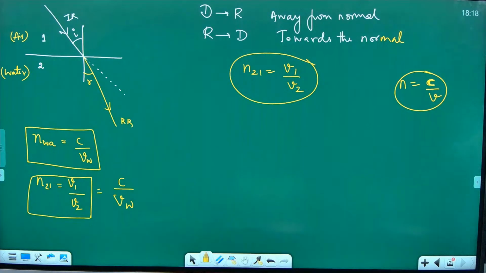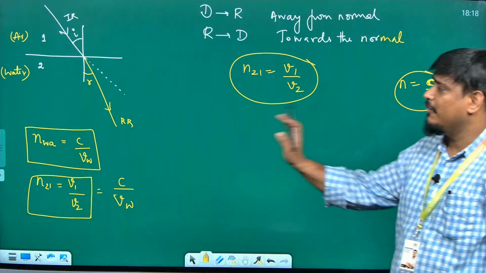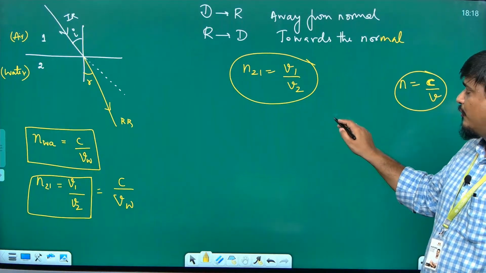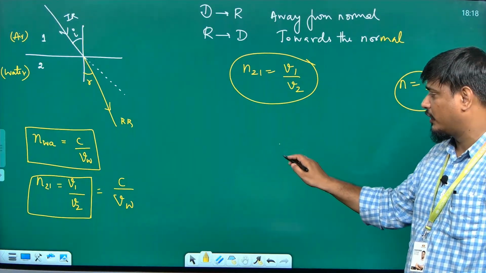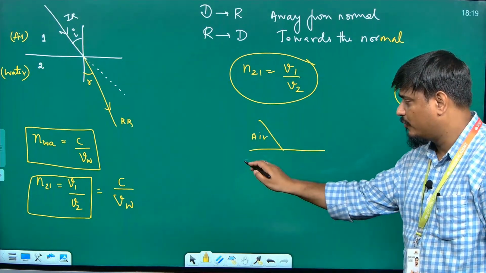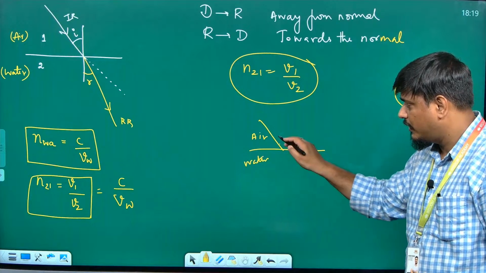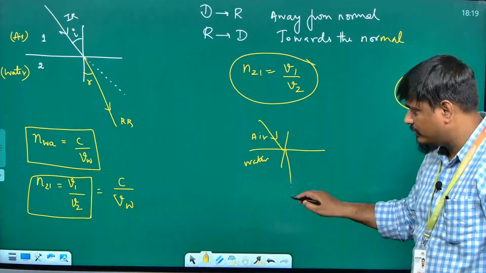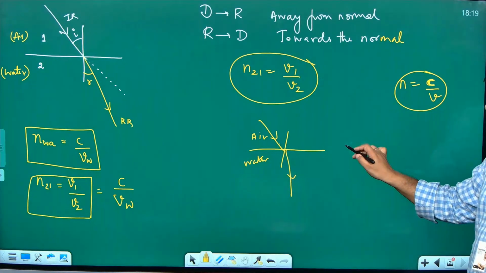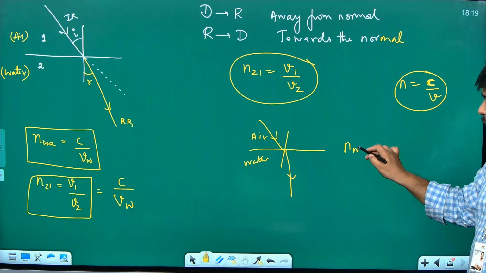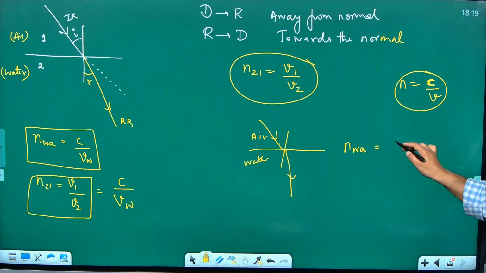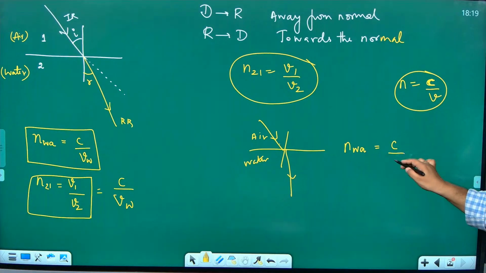So, if I give you a condition, for example, suppose I am taking the air-water combination, air and water, and I am trying to draw the diagram. This is the diagram, it will bend towards the normal. And what is the refractive index here? Refractive index of water with respect to air will become equal to what? It will become velocity of light in air by velocity of light in water.